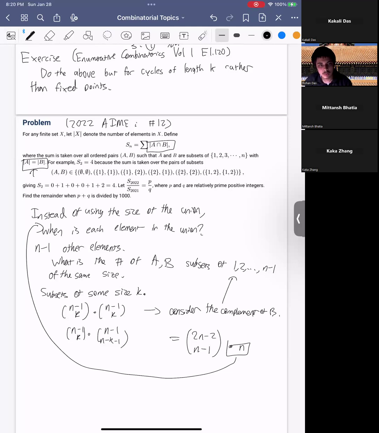Now that we have an explicit formula for the answer, again, we have to plug it in for 2022 and 2021, which can be a bit annoying, but this is feasible. And it's not very combinatorial, so I'll leave it out.